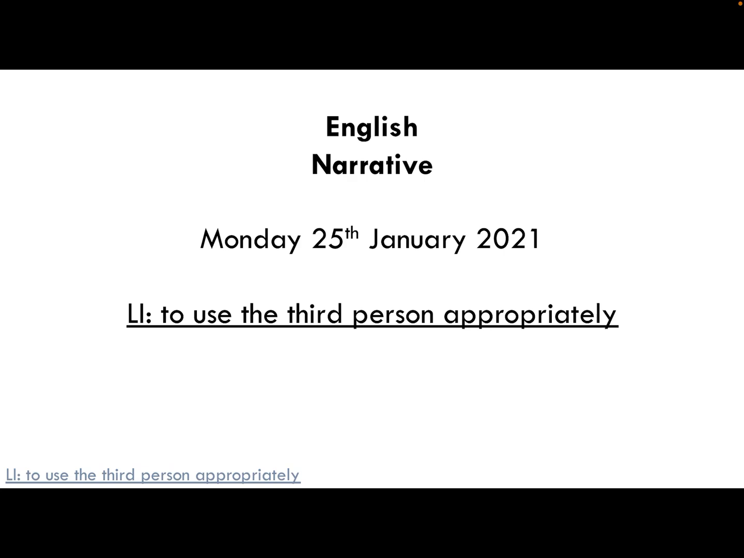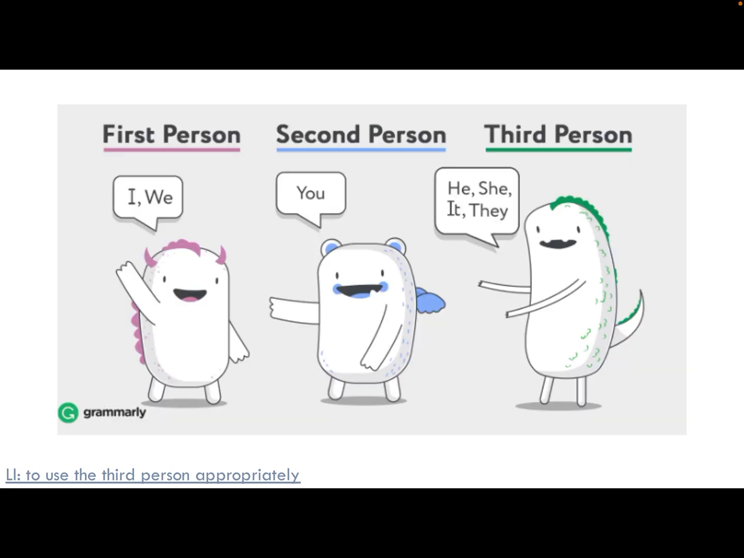And this is staying in third person, because sometimes we can swap between third person and first person, and it can make our writing a little bit what we call disjointed and a bit tricky to read. So have a think about what is third person. I'm going to show you a picture here. First person is when we use I or we. We are the person. It is us.